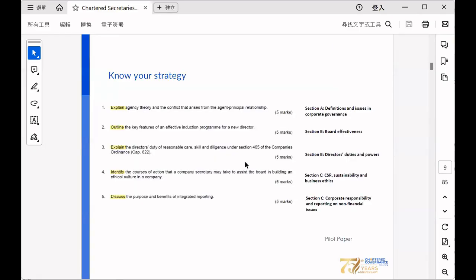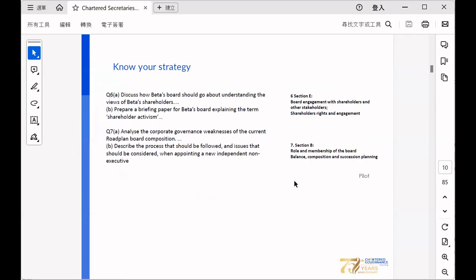Just to give the examples, I think we've looked at these examples before. In the paper, all the sections have been asked, sections A, B, C, D, and then E. E is the long questions and the part questions. And I think the last time I've also mentioned that they could have mixed questions.